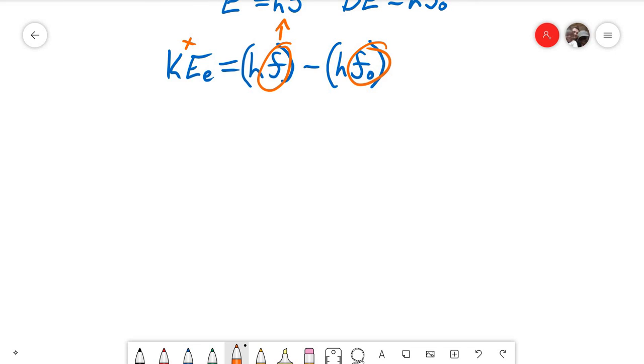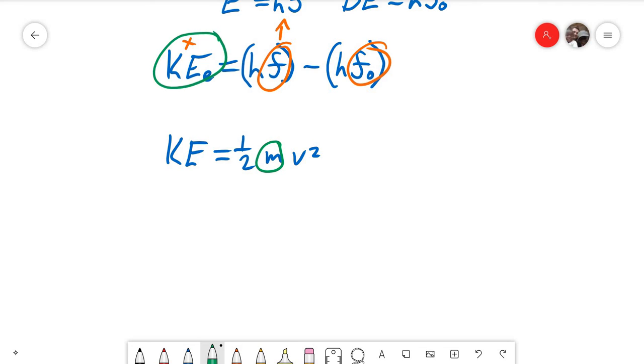Once we've calculated that kinetic energy of the electron, we also know that kinetic energy is equal to 1/2 mass times velocity squared. We know the mass of an electron. So once we've found our kinetic energy, we can use it to calculate the velocity of our electron that's been booted off. And that will be all for today on the photoelectric effect.